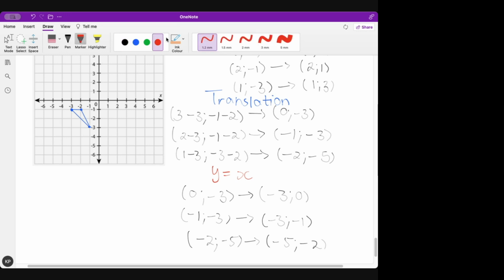Let's see where this triangle ended up after all that movement. -3, 0, so it's on the axis. -3 with -1, so it's over here. And -5 with -2, so it's over there. That was a lot.